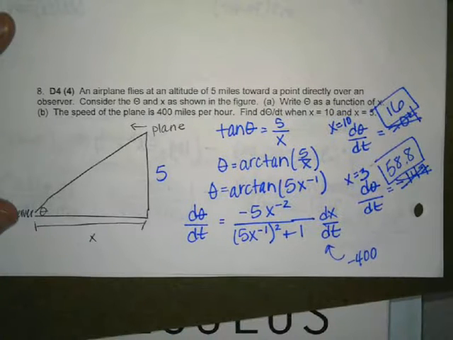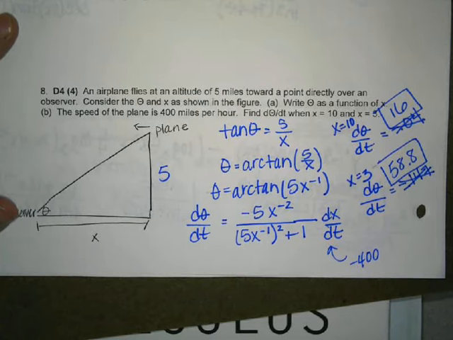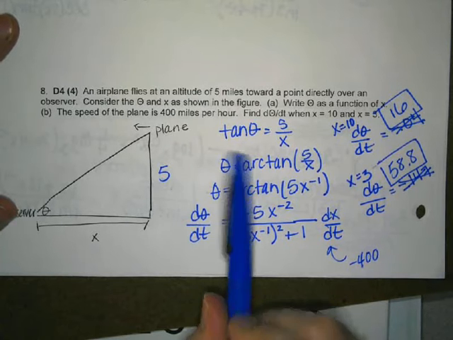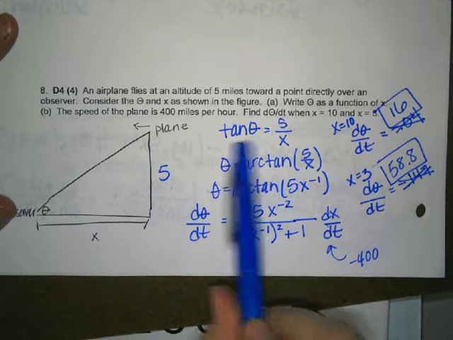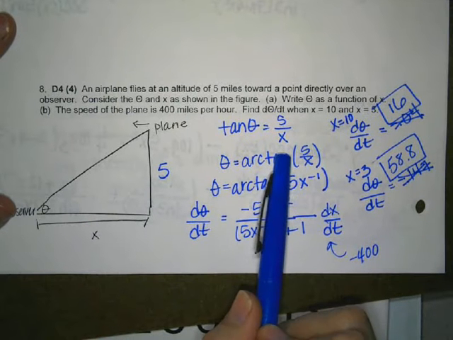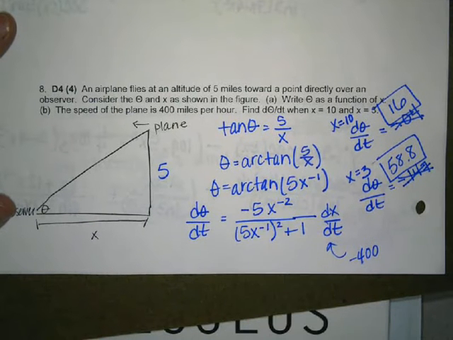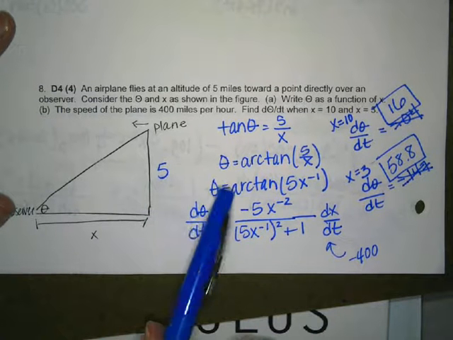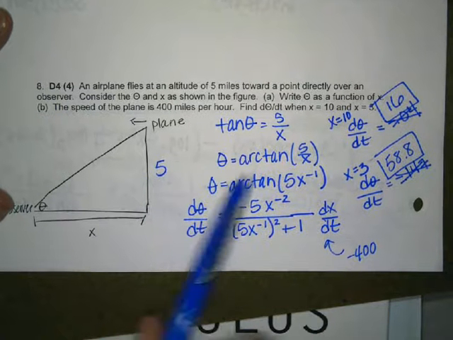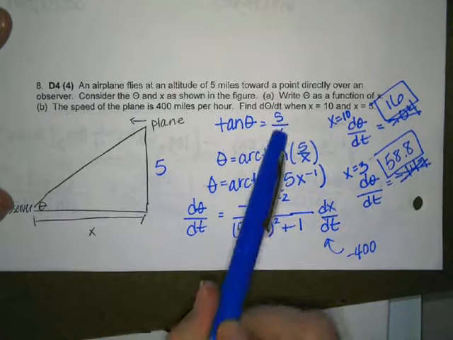Number 8 gives you those two expressions. First says to write theta as a function of x. So your first instinct, hopefully, was to write tangent of theta equals 5 over x. And then we have to write theta as a function of x, you have to take the arctan of both sides.